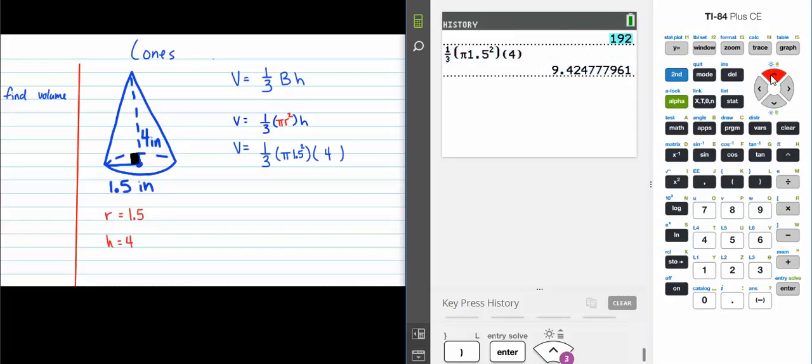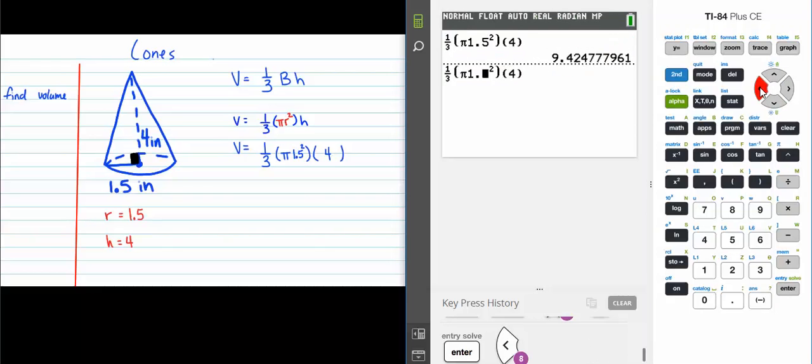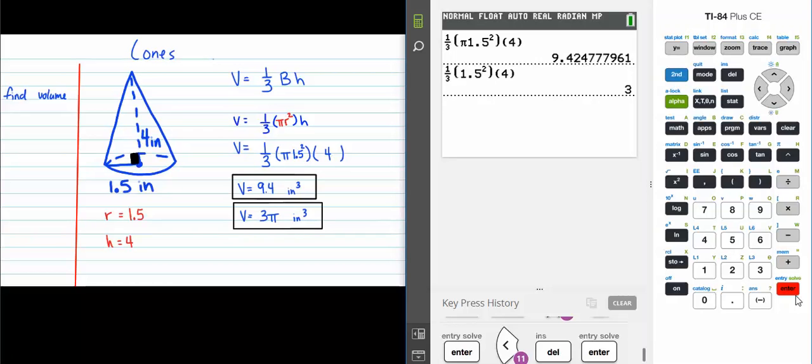And my other answer, same thing, except I'll work it out without the pi. My other answer would be 3 pi. So fully worked out, 9.4 inches cubed. In terms of pi, 3 pi. And again, realize these are the same answers. In fact, if I type in 3 pi, notice, oh, I typed that in wrong. So 3 pi, notice I get the same answer as before because it really is the same thing.